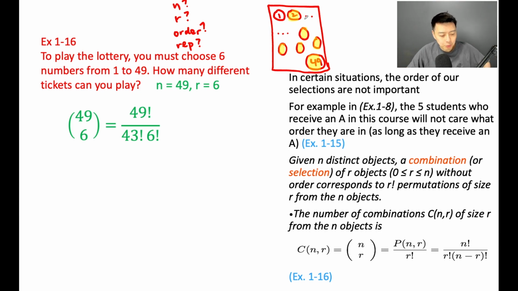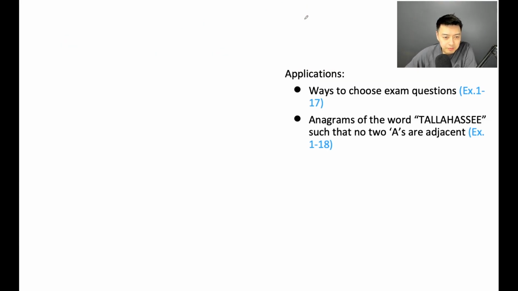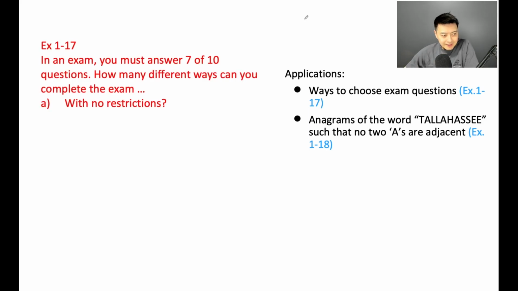We've talked about 3 formulas so far to answer counting questions. We also talked about the sum rule and the product rule, and all of these things can be used in order to answer counting questions. So let's see if we can combine some of these techniques together and answer some more difficult questions. First question: in an exam, you must answer 7 out of 10 questions. Let's say this is like an English essay exam or something like that.